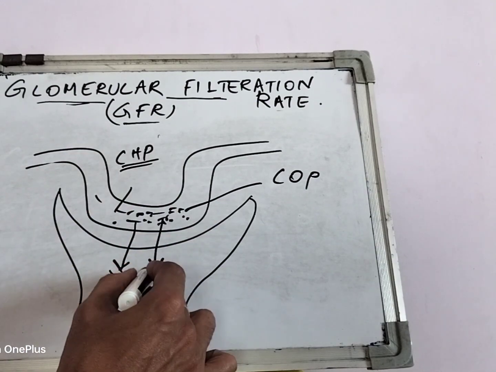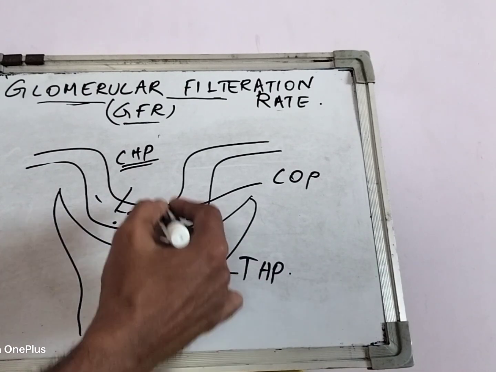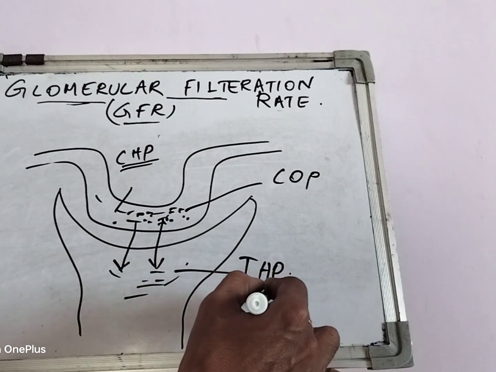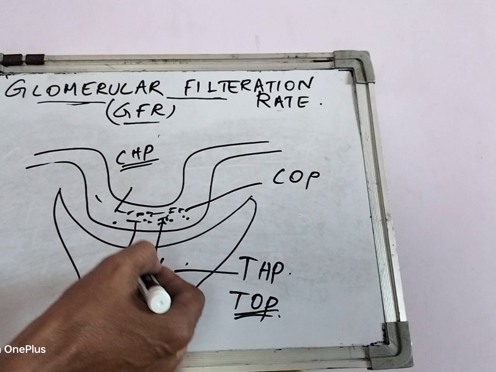Similarly, here you have the tubular hydrostatic pressure. When it is increased, it will oppose the filtration from the capillary into the Bowman's space. And the tubular oncotic pressure, like a pulling force, when increased, will try to pull the fluid from the capillary into the Bowman's space.